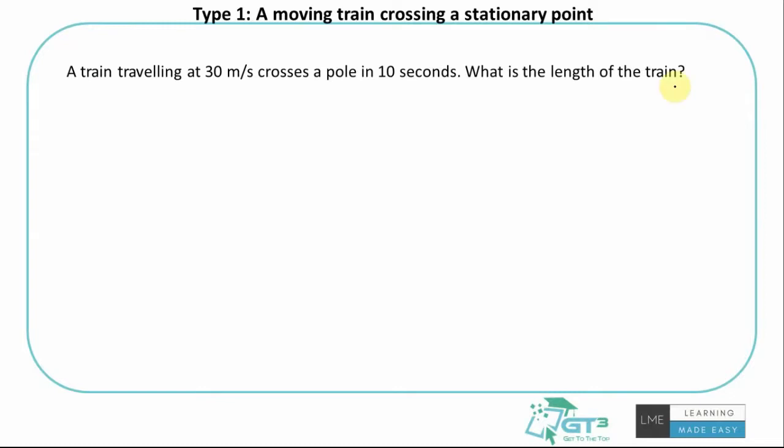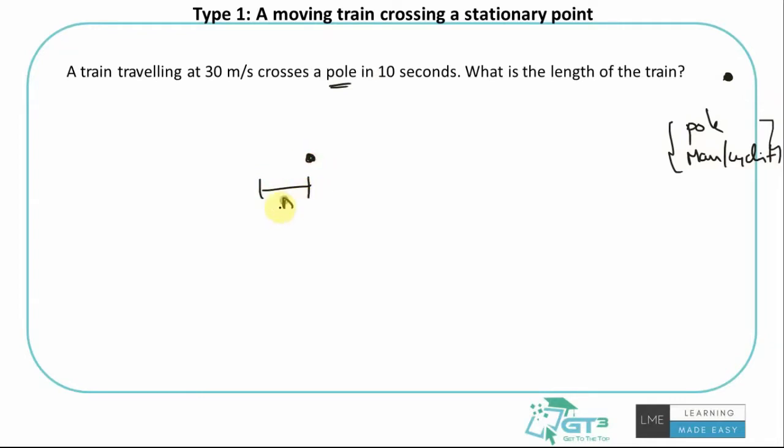The first type you see is this. There's a moving train, only one train, and it's crossing a point. When I say point, the question would talk about a pole, or there could be a man, a cyclist, something. Basically, this entity does not have any length. We take it as a point object. So it is like this. There's a train, and this is the point object.